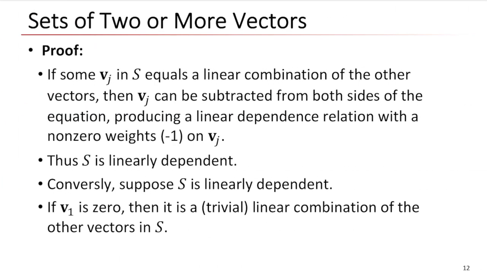What does it mean? First of all, if some Vj in the set S is equal to a linear combination of the other vectors, then Vj can be subtracted from both sides of the equation, producing a linear dependence relation with a non-zero weight. What does it mean? Let's see the example. Let's say V1 is equal to C2 V2 plus C3 V3. Okay.